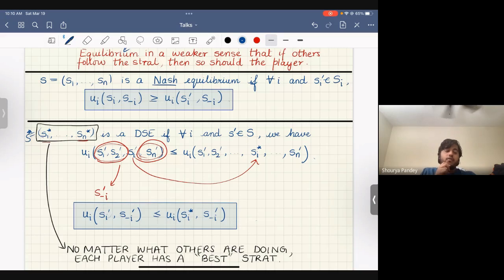Is that clear? So basically I'm saying, again in Nash equilibrium, it's that changing one strategy won't help the player, while in DSE it's that changing one strategy won't help the player even if others change their strategy. So in Nash equilibrium, we're not allowing others to change their strategy. That is, this remains the same. While in DSE, we're allowing others to change their strategy and saying that no matter what other people's strategies are, it's the best for us to choose this Si star.